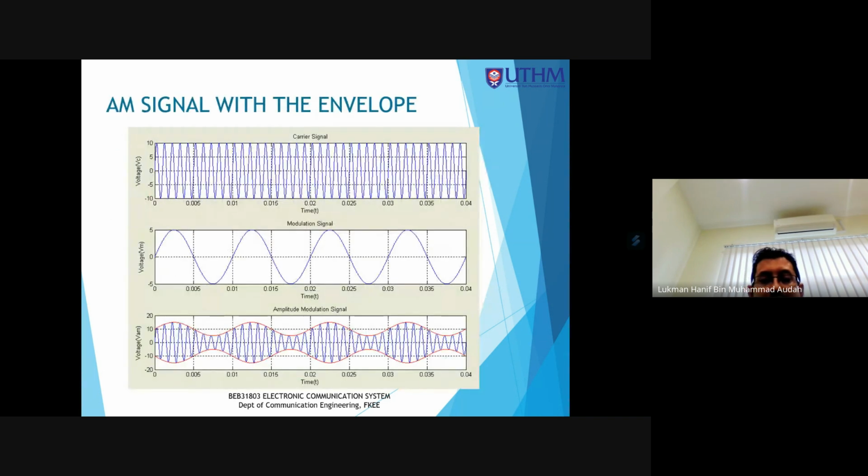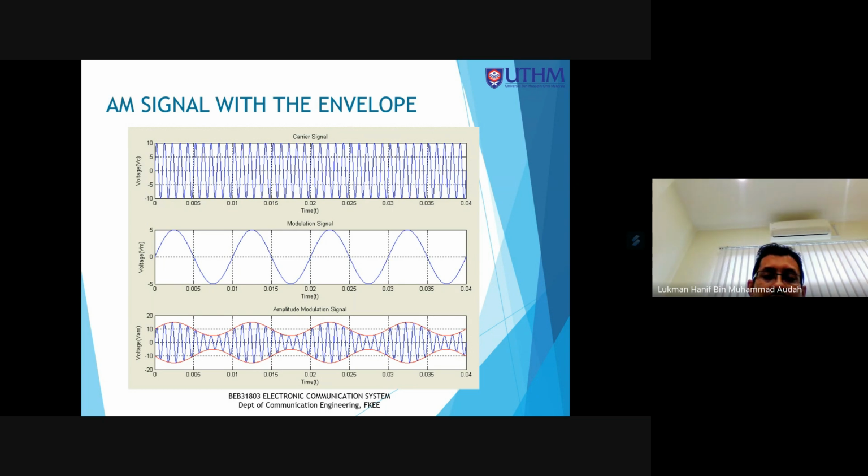So how does the AM signal look like? It looks like this. This signal can be generated using MATLAB. The graph here is actually produced using MATLAB. If you have the MATLAB software, you can play around with Simulink. There is an AM module that you can use. Just drag the module and then you can see the output.